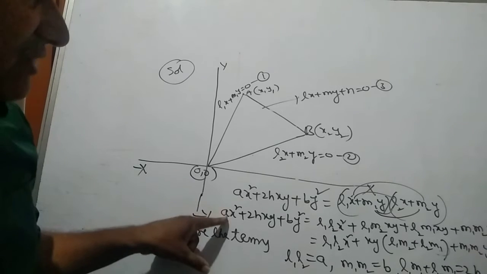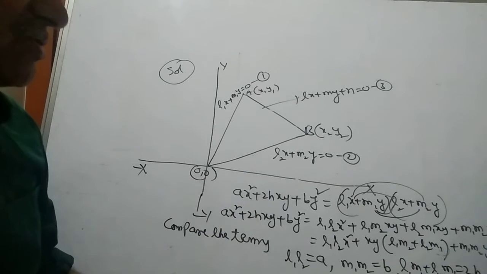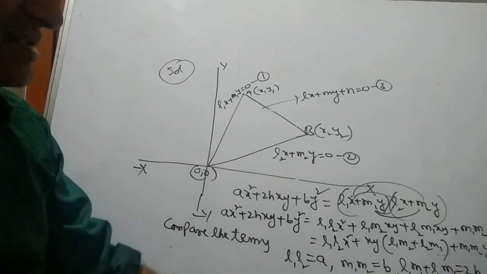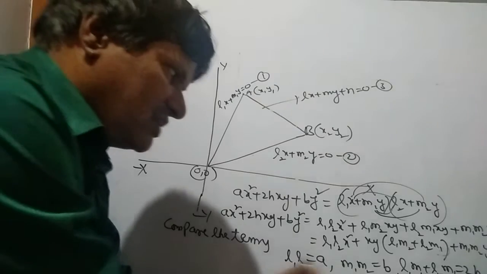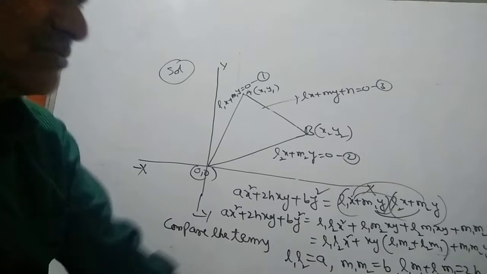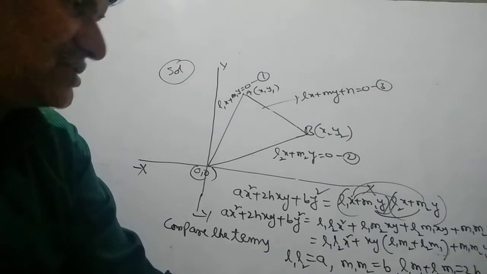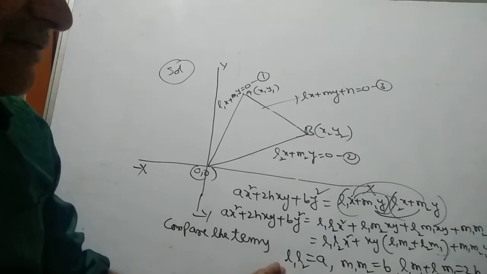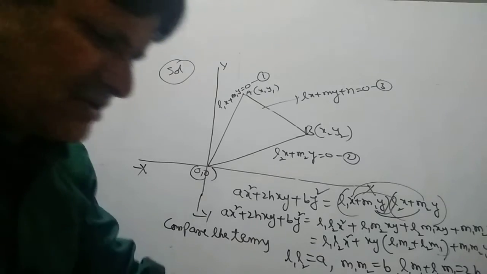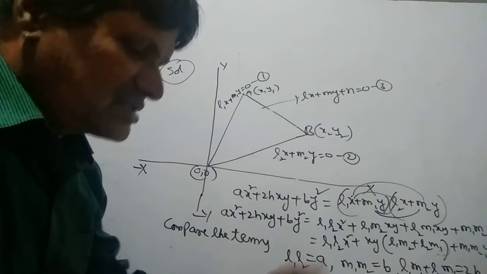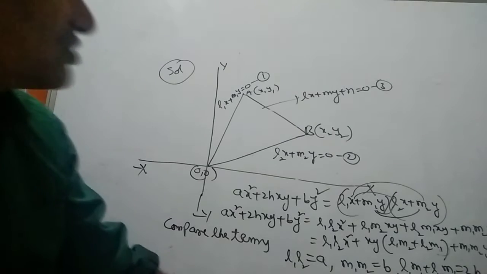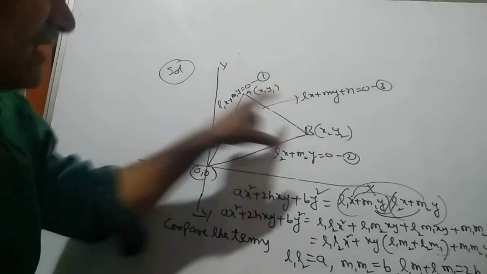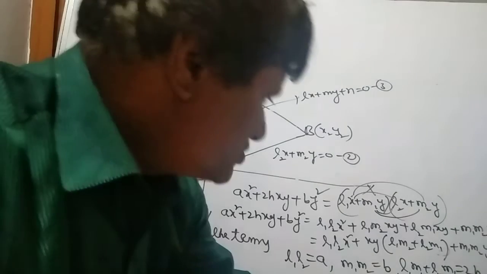So ax square plus 2hxy plus by square is equal to the combination of these two lines. After comparing the terms, L1 L2 is A, m1 m2 is B, and L1 m2 plus L2 m1 is 2h. So instead of multiplying all those, we can directly write this. It's also no problem; I told this for understanding's sake. That's it. So first we are going to solve 1 and 3, so you just remember it.